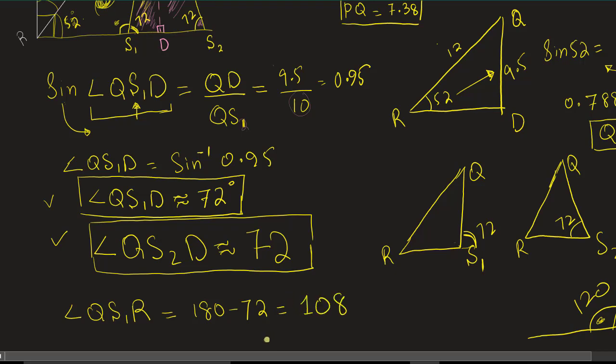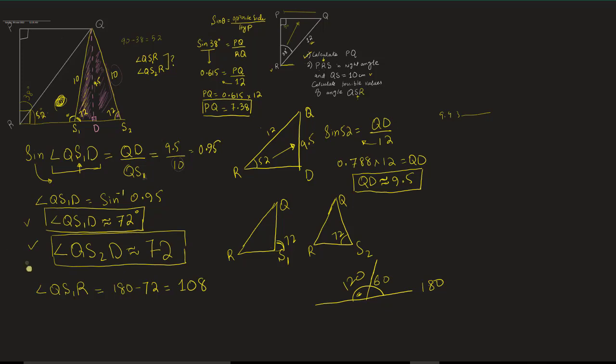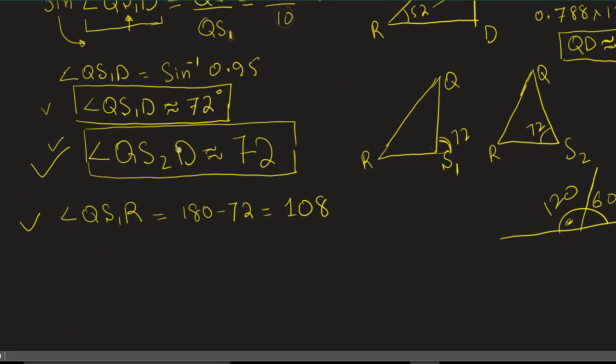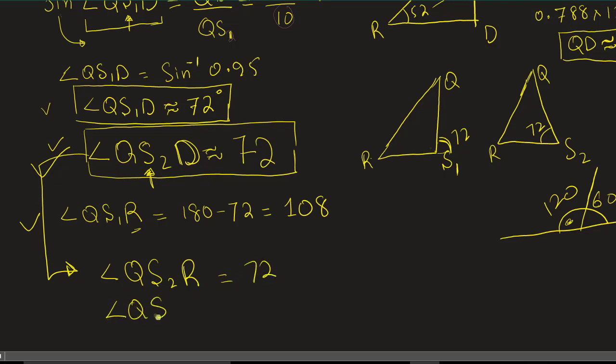Okay guys, we need this one and we need this one, but you would say that this one's D and we need the R because QSR. So again, as I said, always focus on the middle one. We have found the S2 angle, so this can also be written as angle QS2R, which is 72, and angle QS1R, 108.